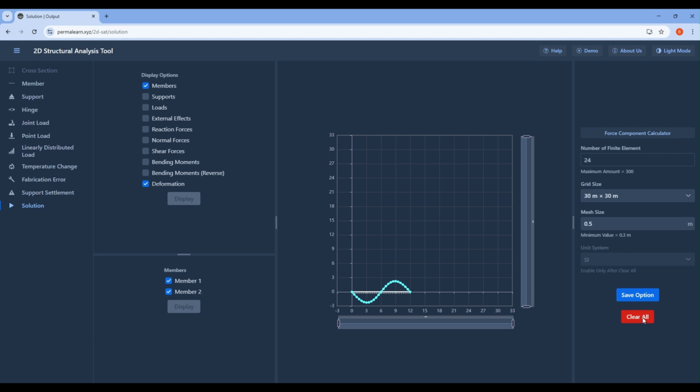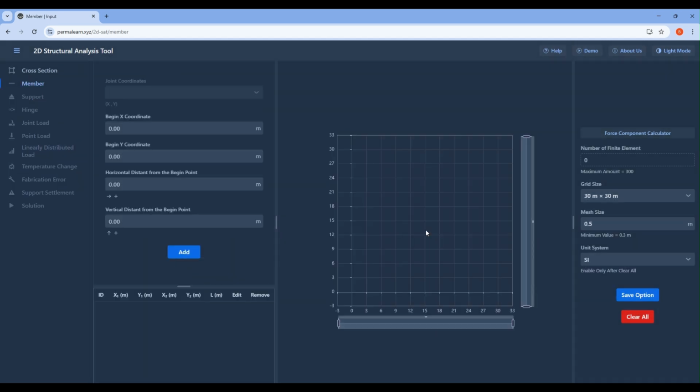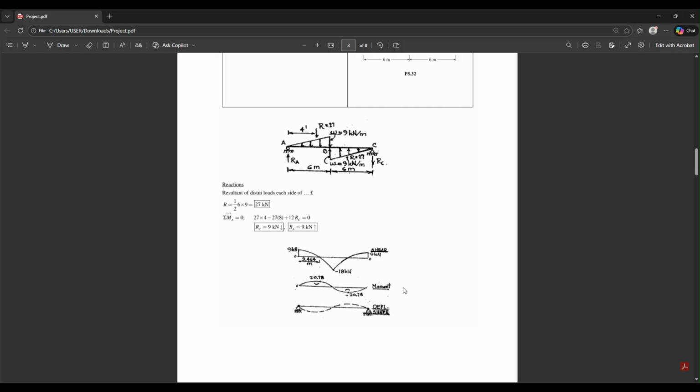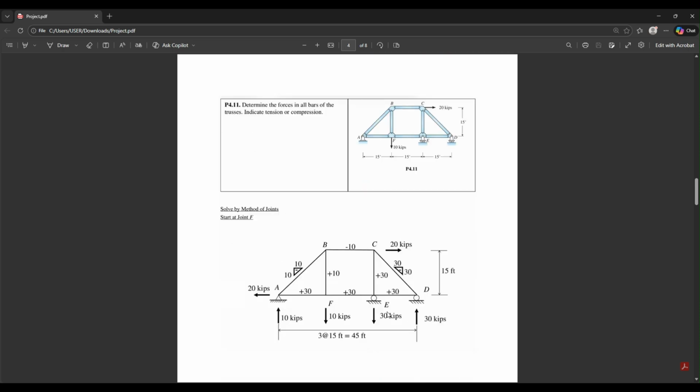And now let's move on to another problem, which is the truss problem. It asks us to determine the force in each bar and indicate whether it is tension or compression. Now let's build this structure first.